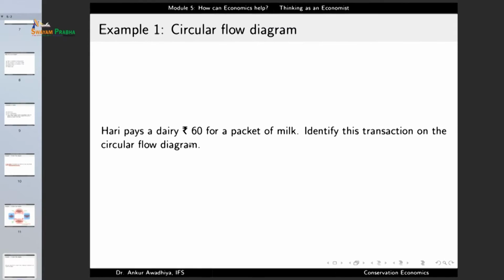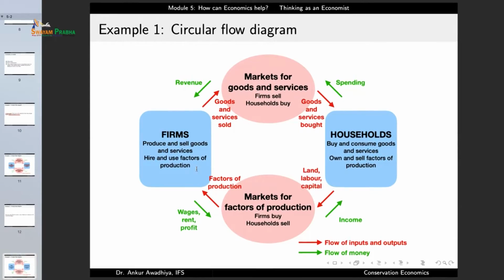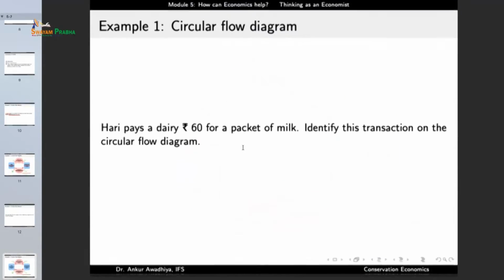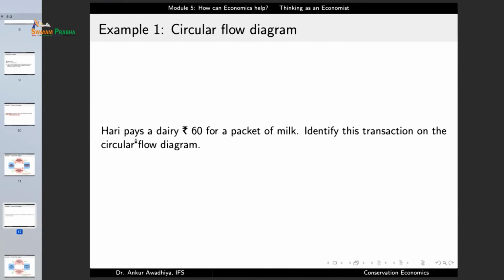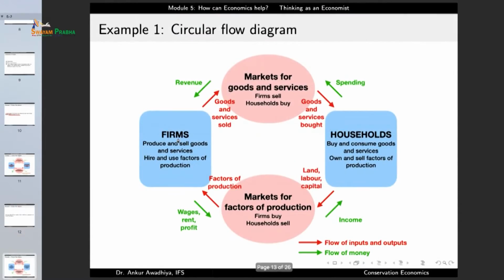And Hari is paying 60 rupees for this packet of milk. So the first thing to understand is whether this is the market for goods and services or whether this is the market for the factors of production. Now the answer is in this market, the firm is selling things to the household. And so when the firm is selling things to the household, it is the market for goods and services. So in this market for goods and services, Hari, who belongs to the household, is doing the spending of 60 rupees in this market, and the firm, which is the dairy, is getting a revenue of 60 rupees.